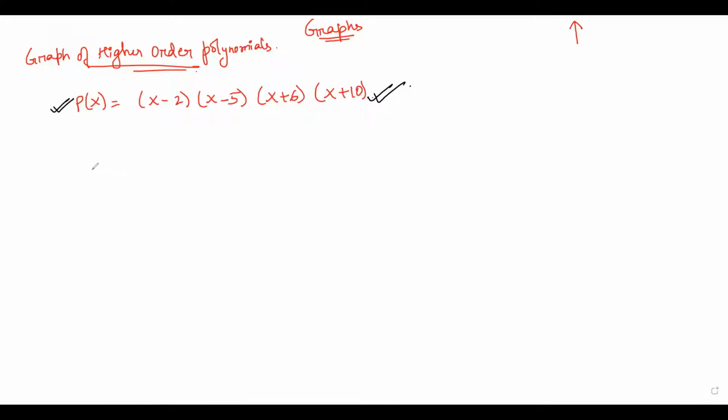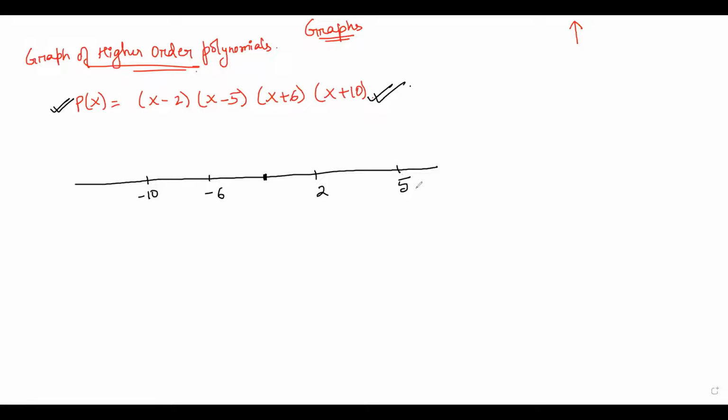So to find those range of values of x, first we need to draw a line and put the critical points. In this case, the critical points would be plus 2, plus 5, minus 6 and minus 10. So let us try to put these critical points on this line. Minus 10 would be somewhere here, minus 6 would be somewhere here, plus 2 would be somewhere here, and plus 5 would be somewhere here. And between minus 6 and 2, we'd be having the origin.